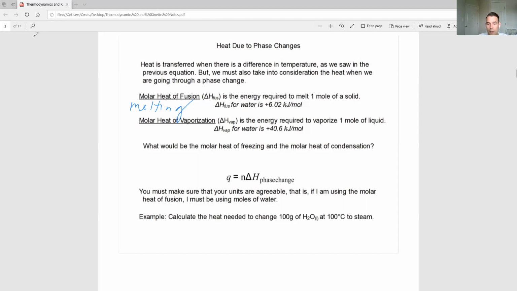It takes way more energy to turn the liquid into a gas than the solid into a liquid, and that should make sense to you because the gas molecules are moving so much faster than the liquid, but going from a solid to a liquid isn't that much of a difference.